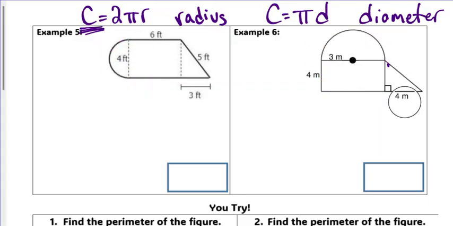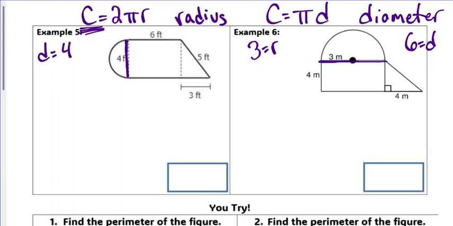The radius is halfway across the circle. So let's look at example 6. That is the radius. 3 is the radius of that circle. That's going halfway across. The entire distance across is called the diameter, so 6 would be the diameter of that circle. On example 3, the diameter of the circle is 4. So again, you could use either of these 2 equations. They both find circumference. It kind of just depends on what you're given. If you're given the radius, use the one that uses radius. If you're given the diameter, use the one that uses diameter.